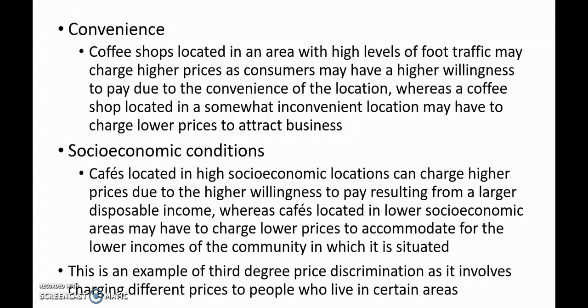Another factor is socioeconomic conditions. Cafes located in high socioeconomic locations can charge higher prices due to their willingness to pay resulting from a larger disposable income, whereas cafes located in lower socioeconomic areas may have to charge lower prices to accommodate for the lower incomes of the community in which it is situated. This is an example of third-degree price discrimination, as it involves charging different prices to people who live in certain areas.